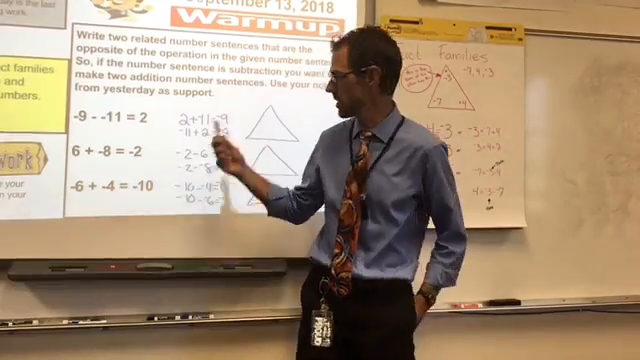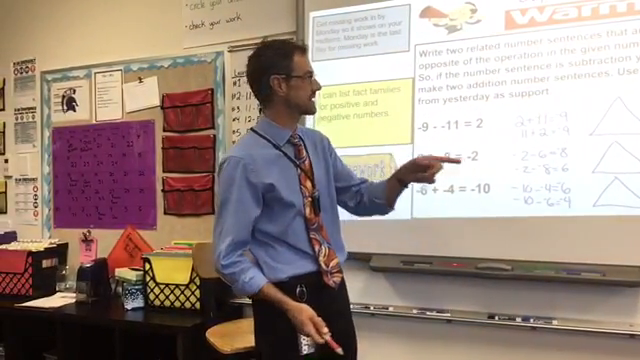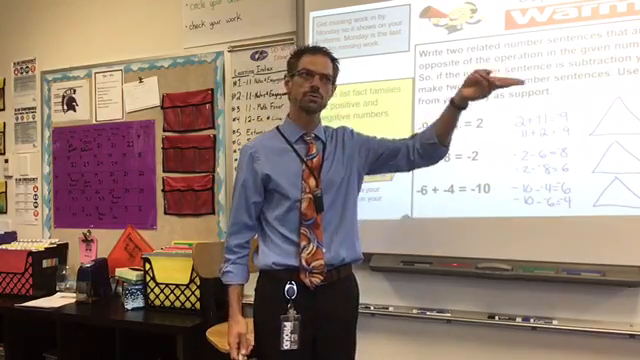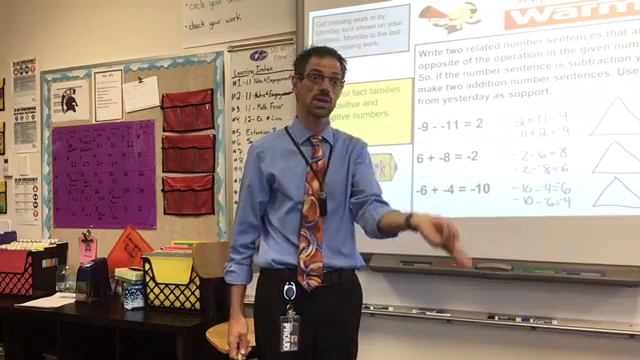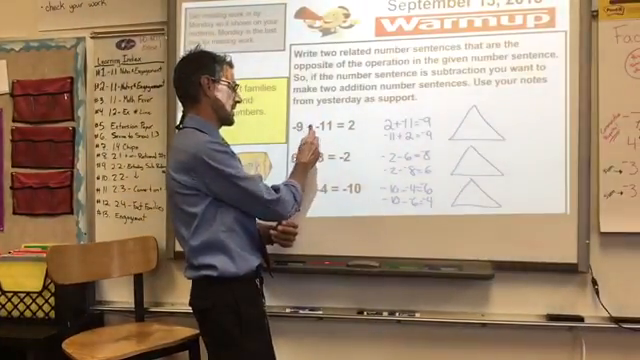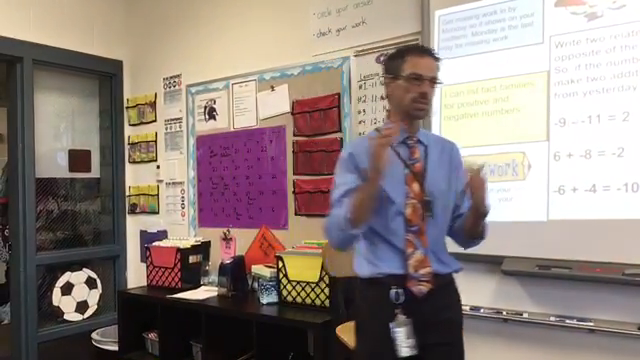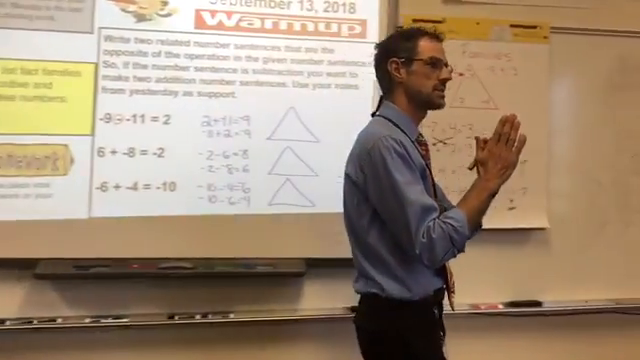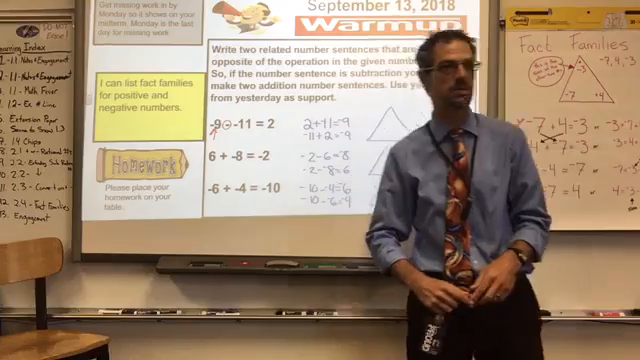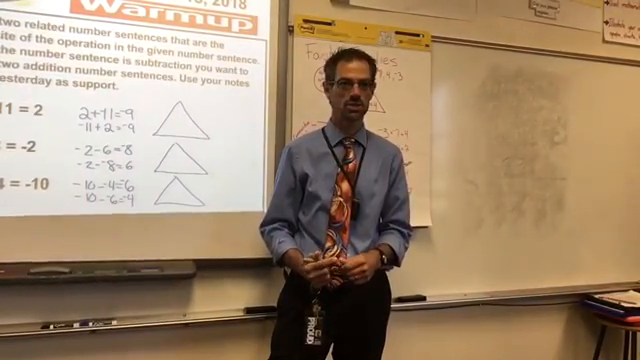So here I have my number sentences. You guys had to make the opposite of the operation number sentence, and you had to make two of them. So if it was subtraction, then you had to make two addition. If it was addition, you had to make two subtraction. So here I have a subtraction number sentence. When I'm talking about fact families, in a subtraction number sentence, I know what value this is in my addition number sentence.